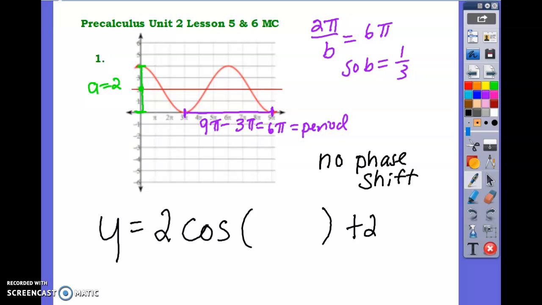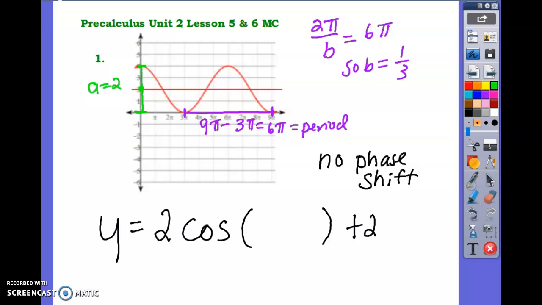Okay, pre-calculus, we are going to go over the Unit 2, Lesson 5 and 6 Mastery Check. So we start with number 1. I like to do the amplitude and the period first. I look, and in green here, I looked for my high and my low, and I counted. That distance is 4, half of that is 2, so the amplitude is going to be 2.